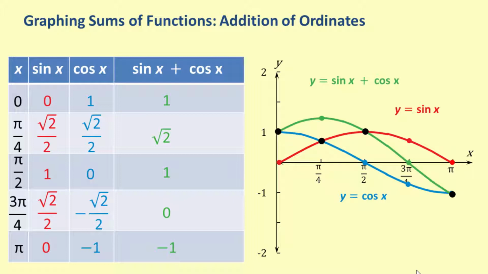This method for graphing a sum of functions is called the addition of ordinates because we add the corresponding y values, or ordinates, of each function in the sum to get the y values of the sum. This method can be applied to sums of trigonometric functions as well as other algebraic functions. Let's look at one more example.